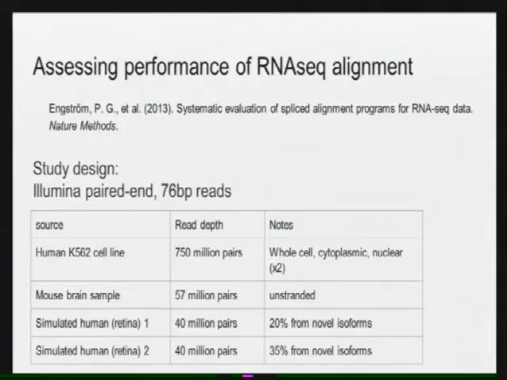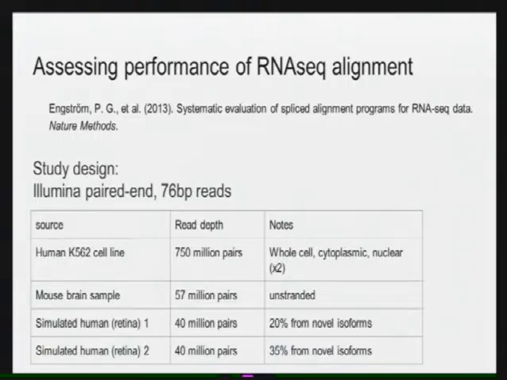Then they had a mouse brain sample and 2 simulated human data sets, and these are the depths. And the main difference between these 2 simulated data sets is they simulated them such that in this case, 20% of the expression came from novel isoforms, and in this case, 35%. So these are things that wouldn't be represented in the gene models.